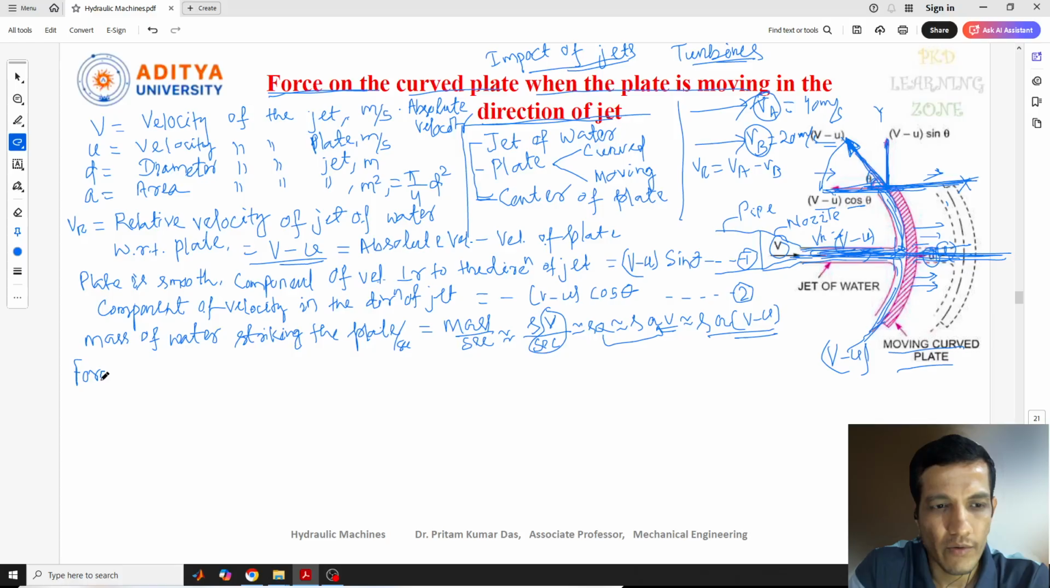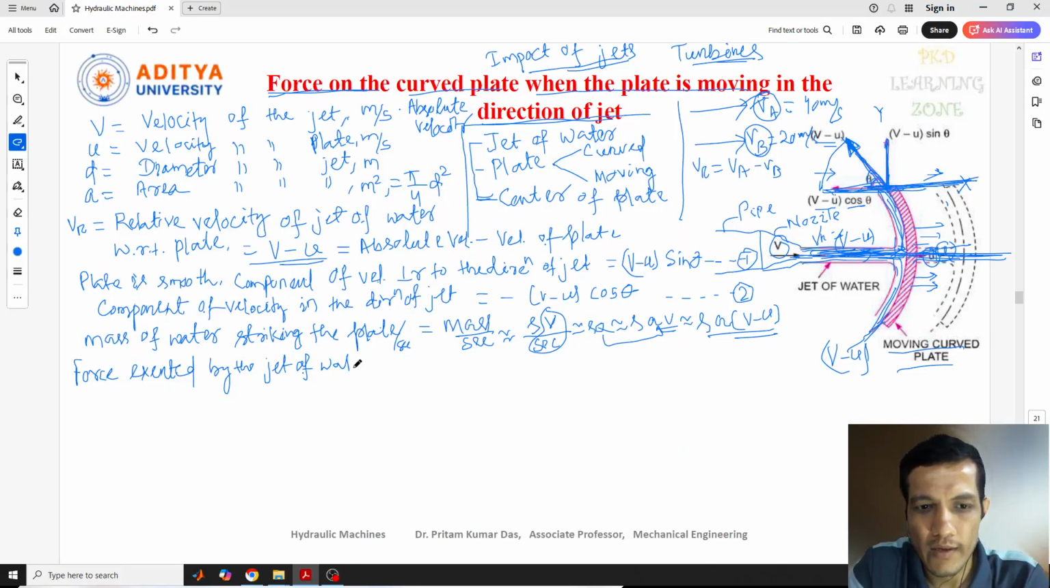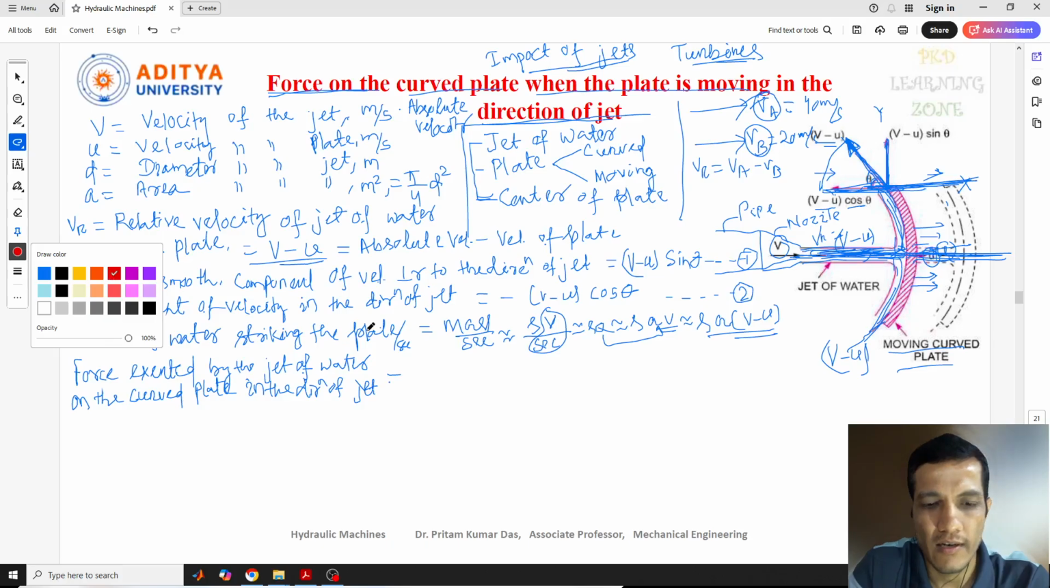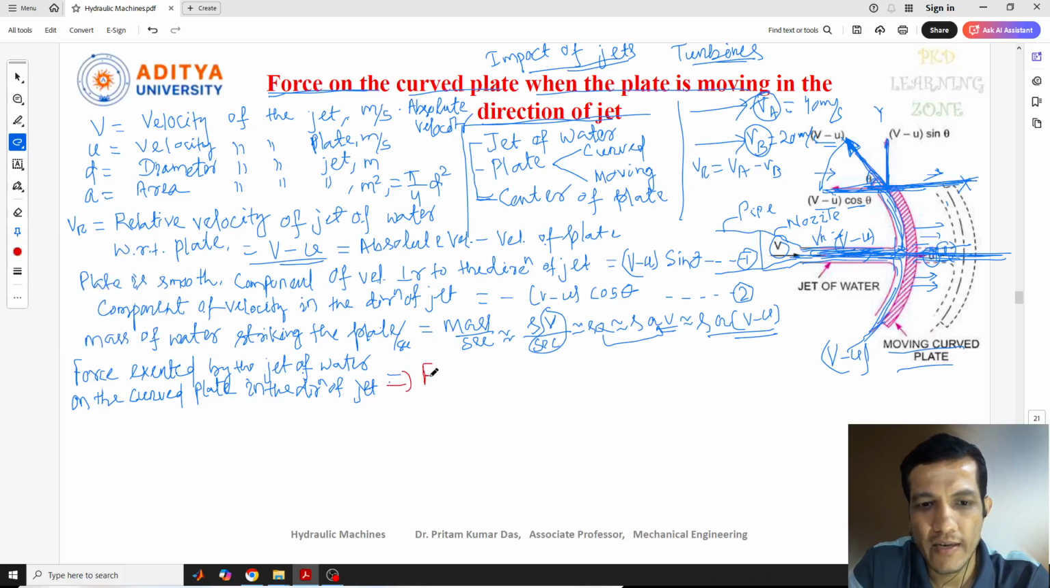We will find out the force exerted by the jet of water on the curved plate in the direction of the jet, that is, in the x direction. Let me change this color. Here we will get this as Fx.